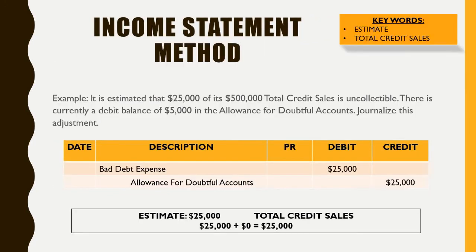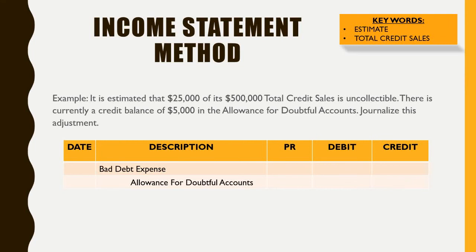Any questions in regards to this? Let's do one more example. For this example, the company estimates that 25,000 of the 500,000 total credit sales is to be uncollectible. There is currently a credit balance of $5,000 in the allowance for doubtful accounts. Journalize this adjustment.